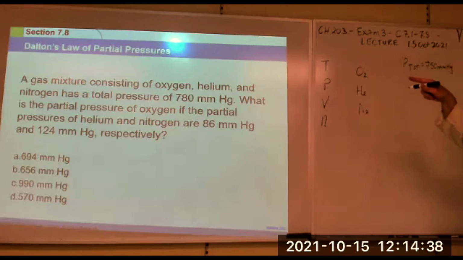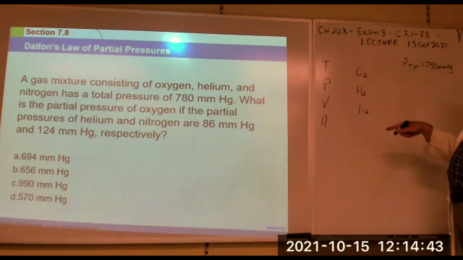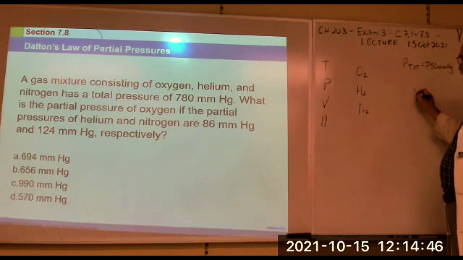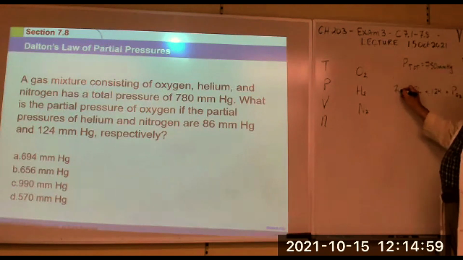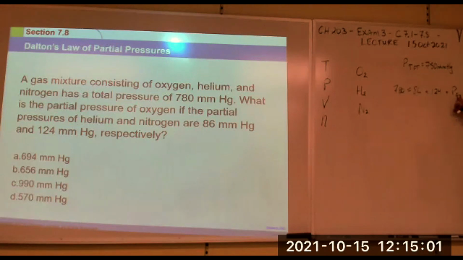So what's the partial pressure of oxygen if the partial pressure of helium and nitrogen are 86 and 124 together? So 86 plus 124 plus the pressure of oxygen is equal to what? 780. So we can find this one. All we have to do is subtract those two away from that one, and that's the one that's left. And that would be 570 millimeters of mercury would be the pressure of oxygen.